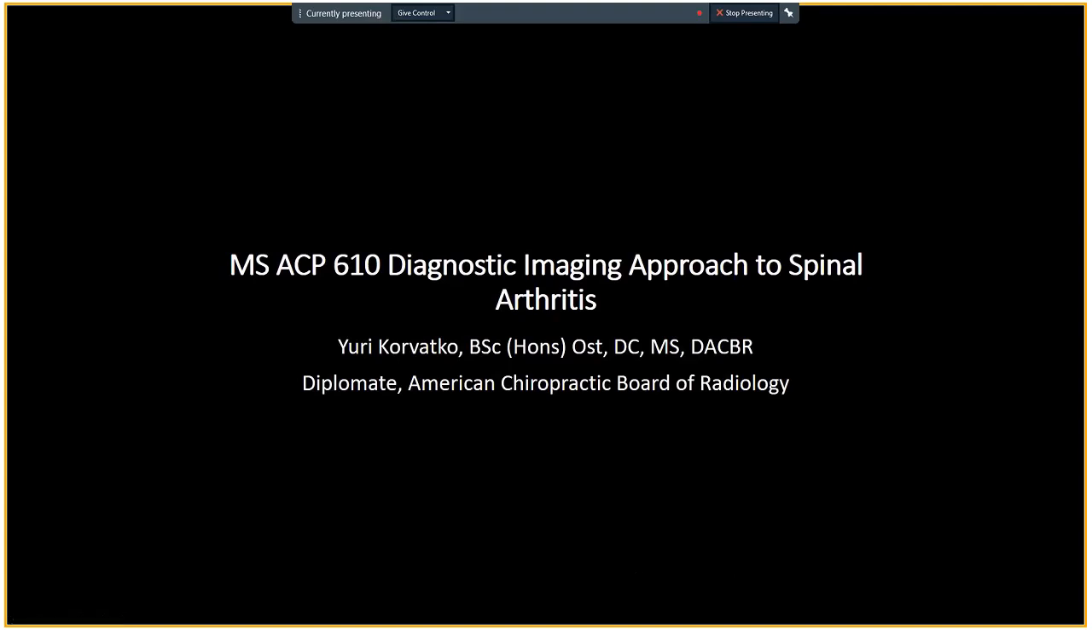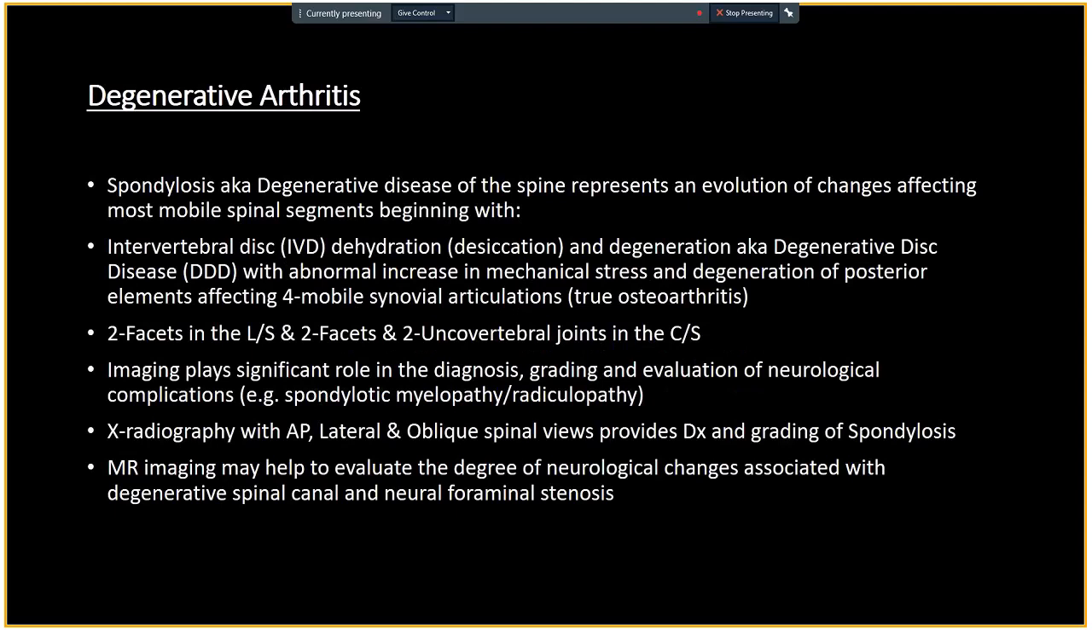Hello class. In this presentation we're going to discuss the clinical and, rather, diagnostic imaging approach to spinal arthropathies or arthritis. We'll start by looking at different categories of arthritis in the spine. We'll start with degenerative arthritis, rather, degenerative disc disease.